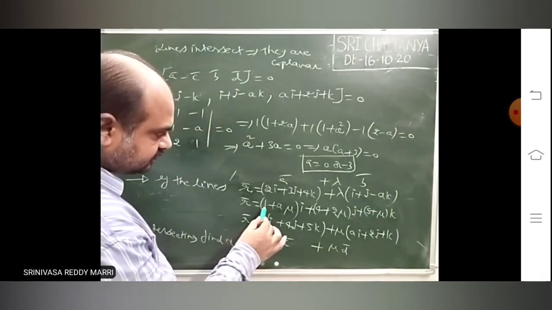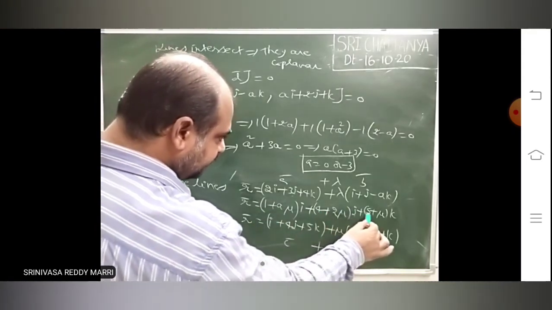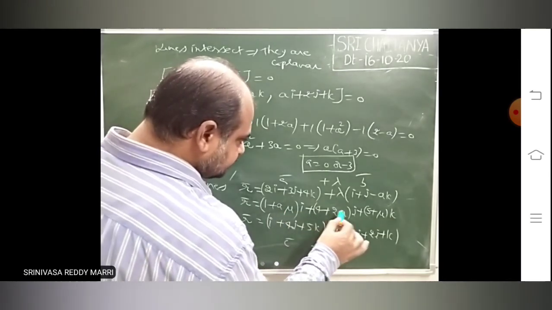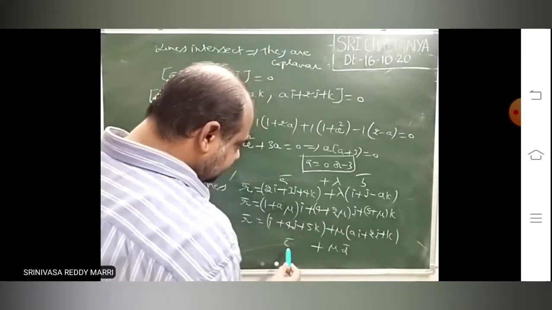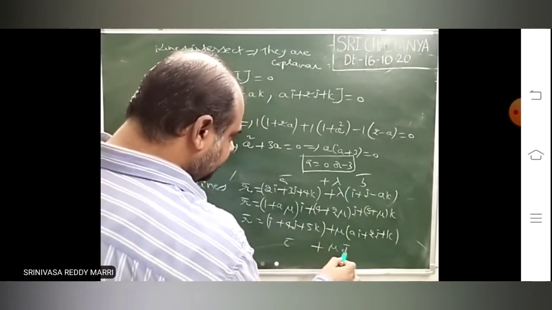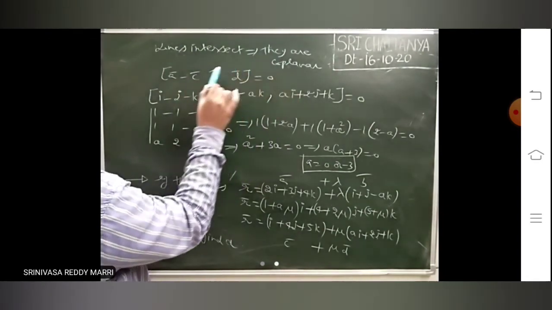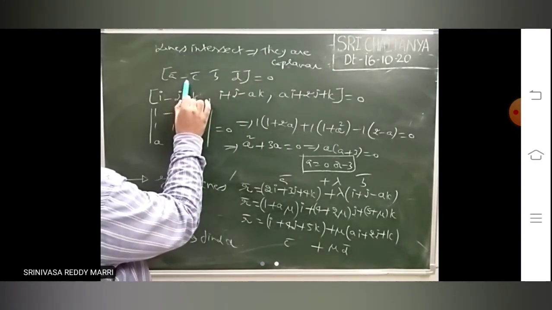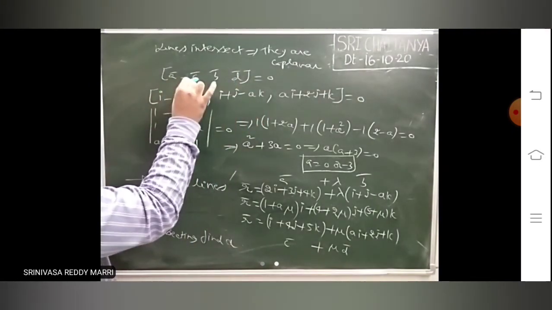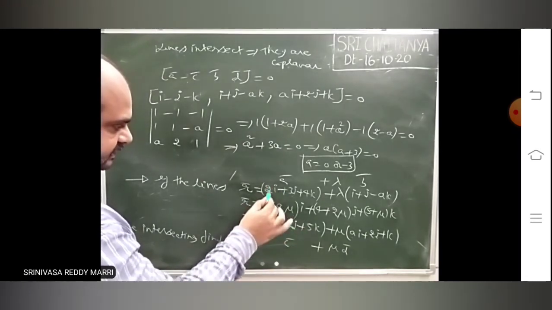Now this line is given, convert into standard form. r bar equals, write the terms which do not contain mu: i plus 4j plus 5k plus mu into (ai plus 2j plus k). This is nothing but c bar plus mu d bar. So a bar, b bar, c bar, d bar. Lines intersect means they are coplanar. That means the condition is box of (a bar minus c bar, b bar, d bar) equal to 0. Calculate a bar minus c bar. So a bar is this, c bar is this.